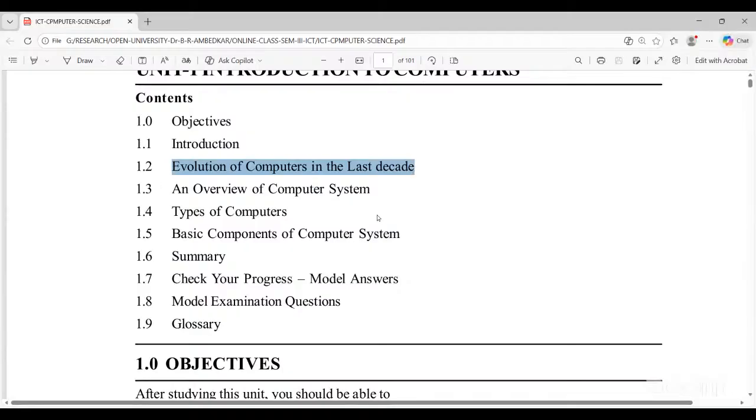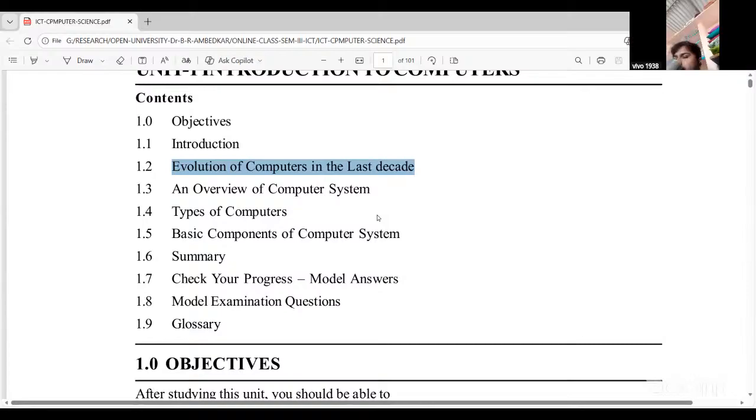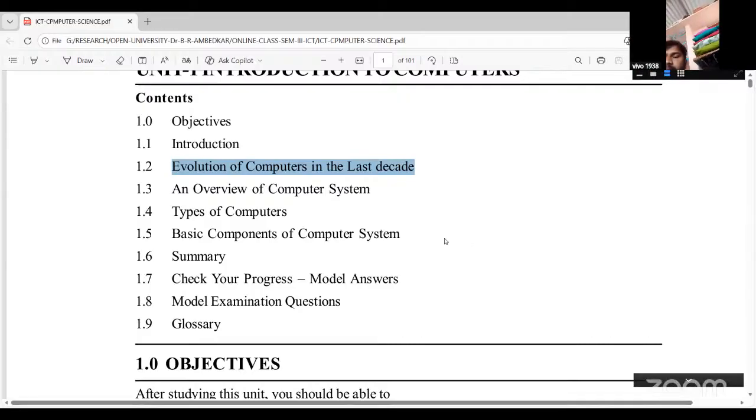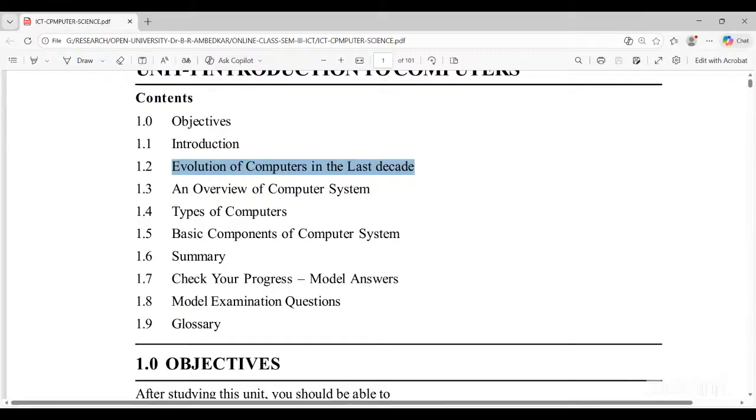Please put your phone in mute. I'm getting background noise. Please put your phone in mute mode, please.